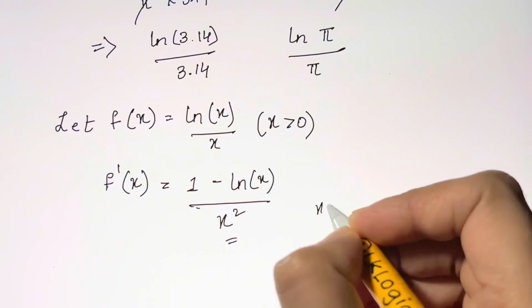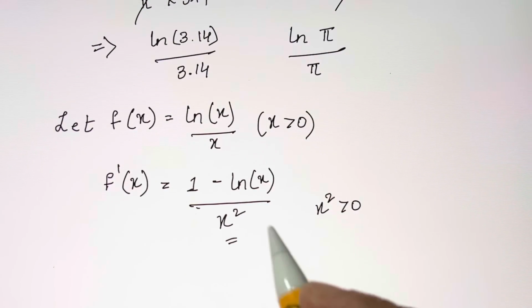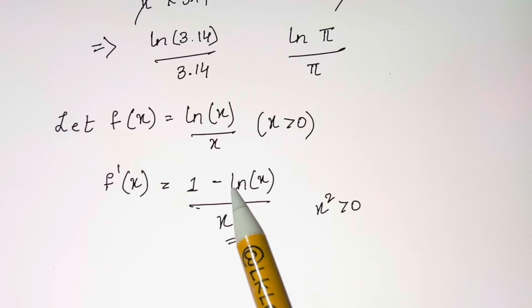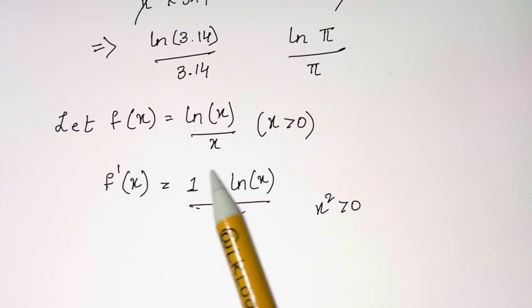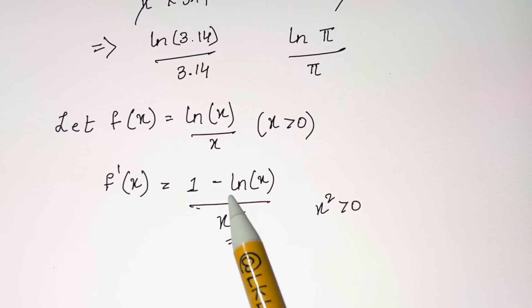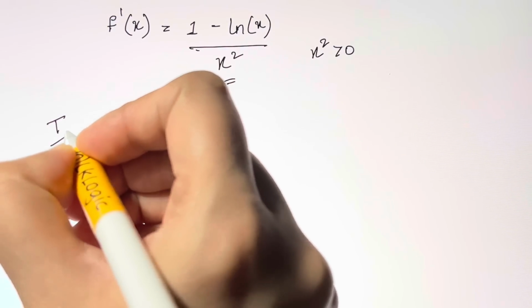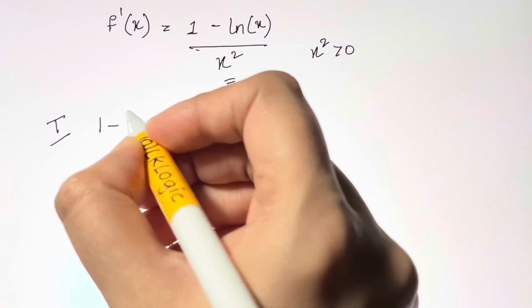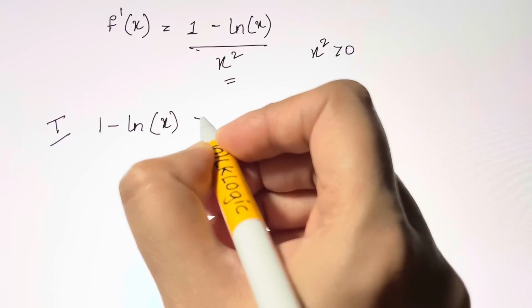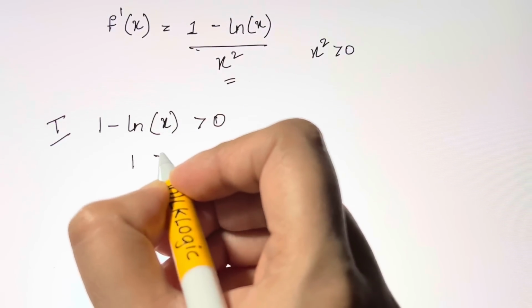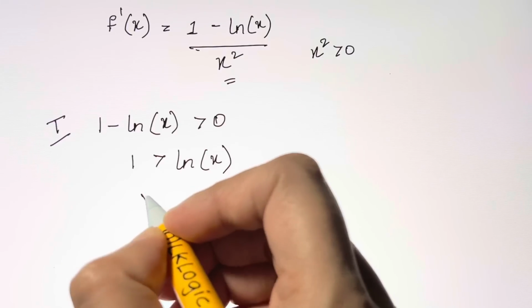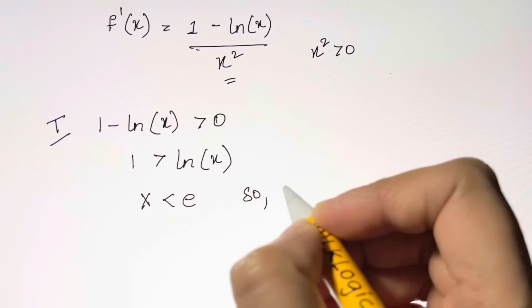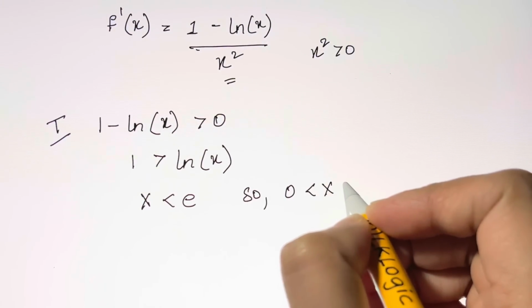And x squared is greater than 0. If the numerator is positive, then the derivative will also be positive, and f of x will be an increasing function. If it is negative, the derivative is negative, so it is a decreasing function. So here we have three cases. The first case, when the numerator is greater than 0, that is 1 minus natural log of x is greater than 0. So let's simplify. We get 1 is greater than natural log of x, so x is less than e. Also x is positive, so we can write 0 is less than x is less than e.